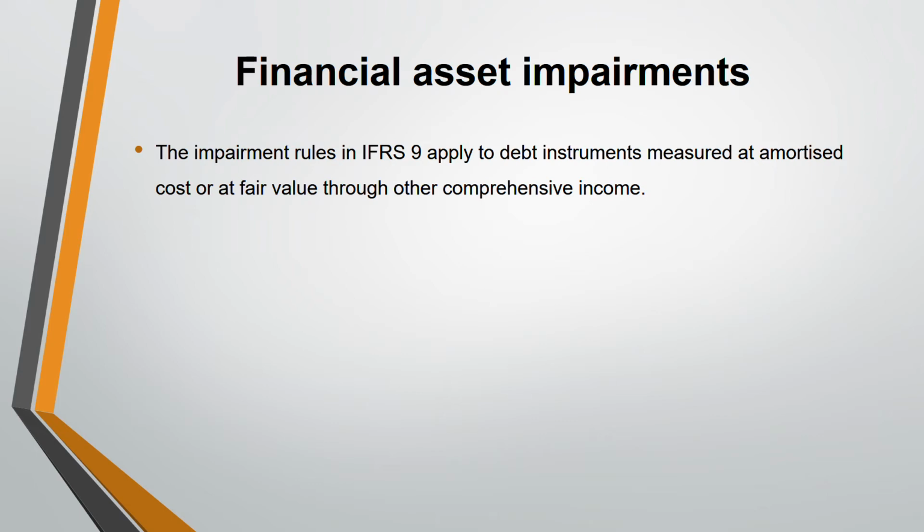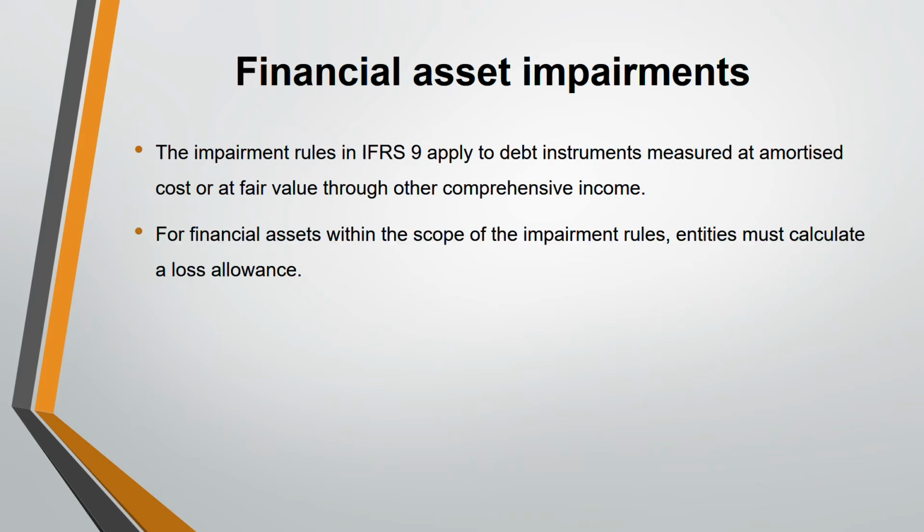Measured at amortized cost or fair value through OCI, remember the first two methods for debt instruments. Either it has to be measured at amortized cost, or it should be measured through OCI. If it is measured at fair value through profit and loss, we are not using the impairment rule. Only for the first two methods does the impairment rule apply. It is the IFRS 9 impairment rule we are talking about, because most students might get confused with IAS 36. There also it's an impairment, but that impairment and this IFRS 9 impairment are two different things.